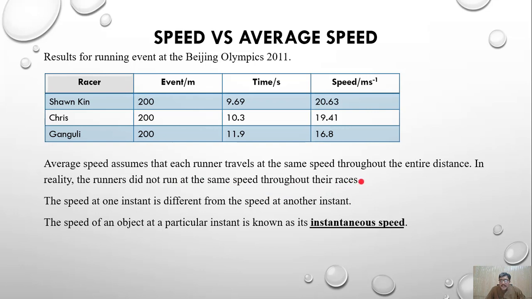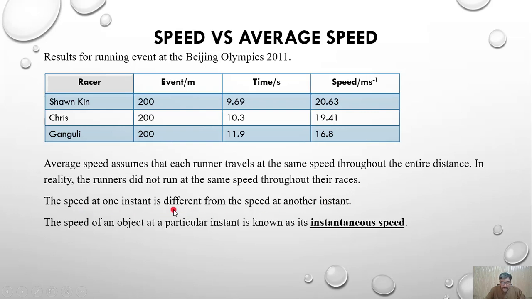For example, if I say you to go from one point to another, one day you go from one point to the other point in 1 minute, and next day you go from the same point to the other point in 2 minutes. So there is a variation of speed. So that will be your average speed.